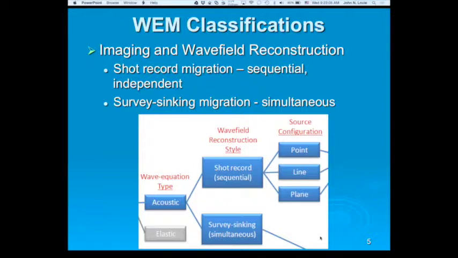Stolt migration is just a simple example of a simultaneous survey syncing, frequency and spatial frequency domain wave field reconstruction. Stolt migration, as you know, doesn't do any of the things that you want RTM to do. But there are ways of elaborating it, and we've seen multi-offset Stolt style migrations. There are ways of calling those a kind of RTM as well.